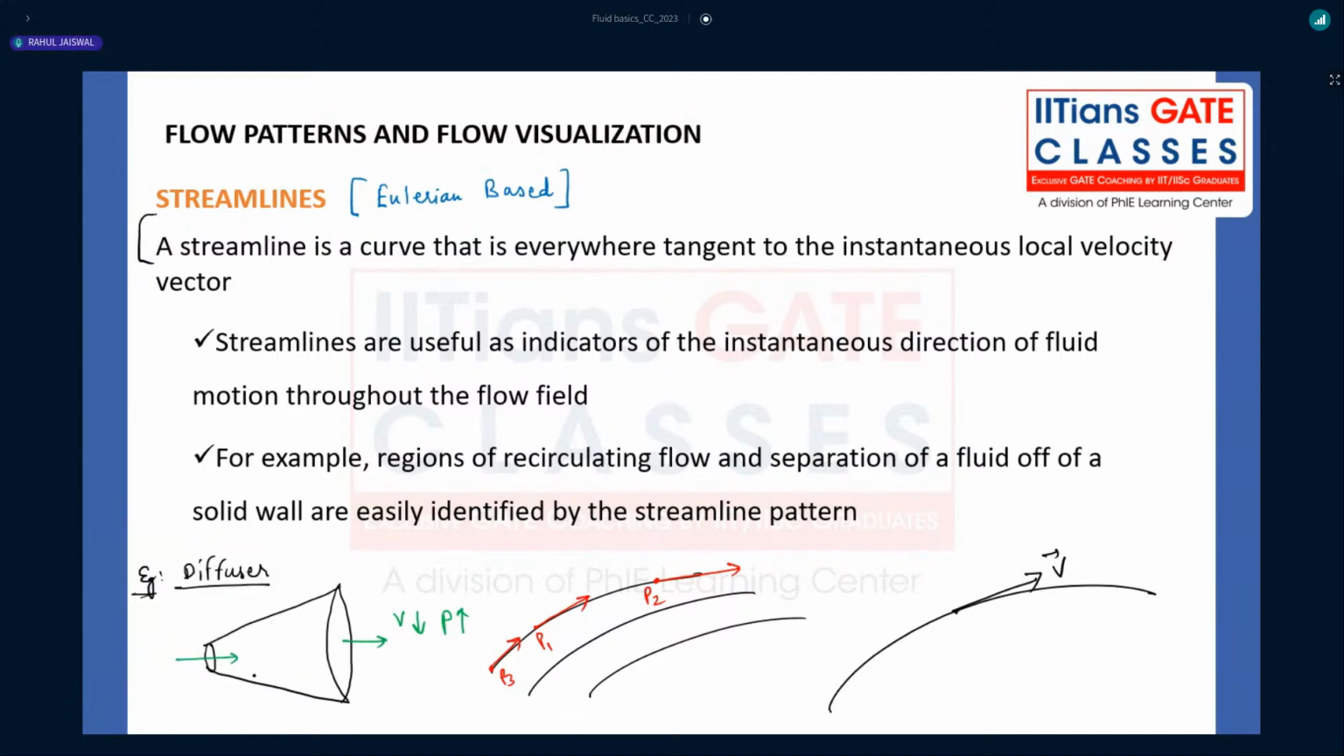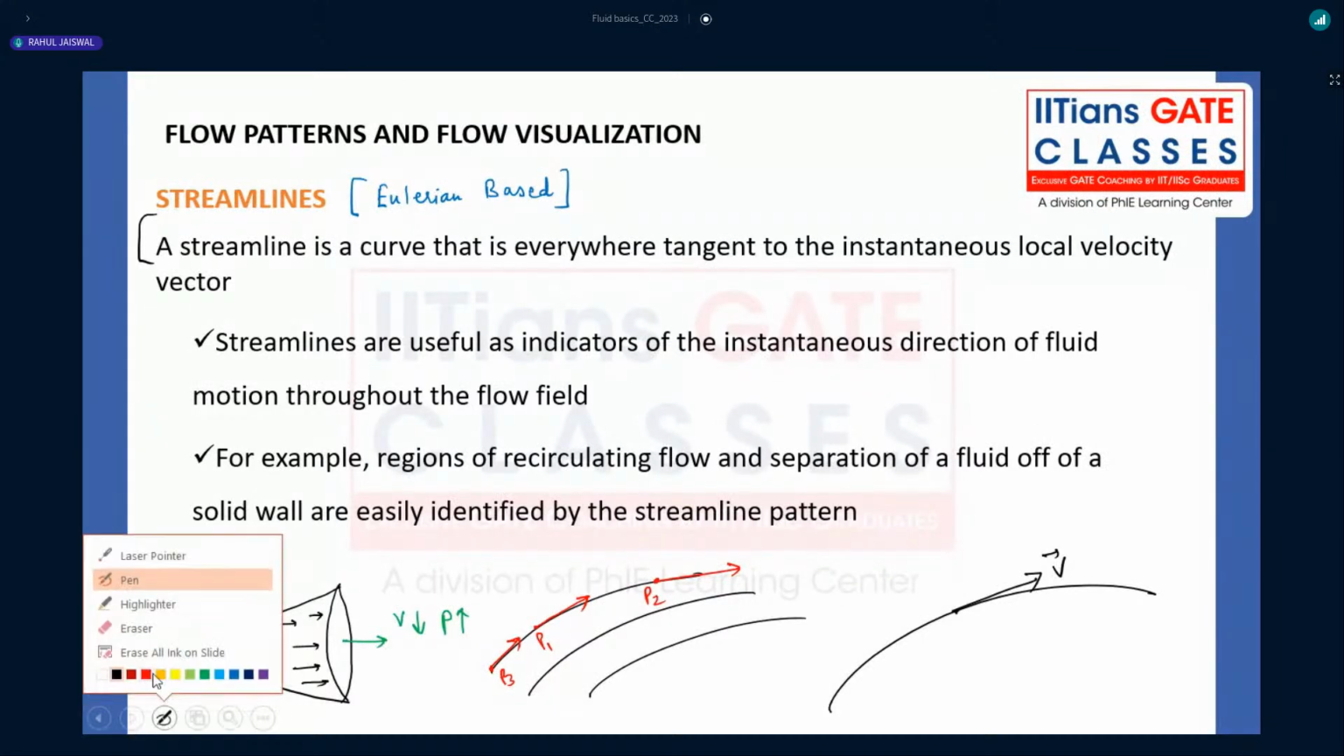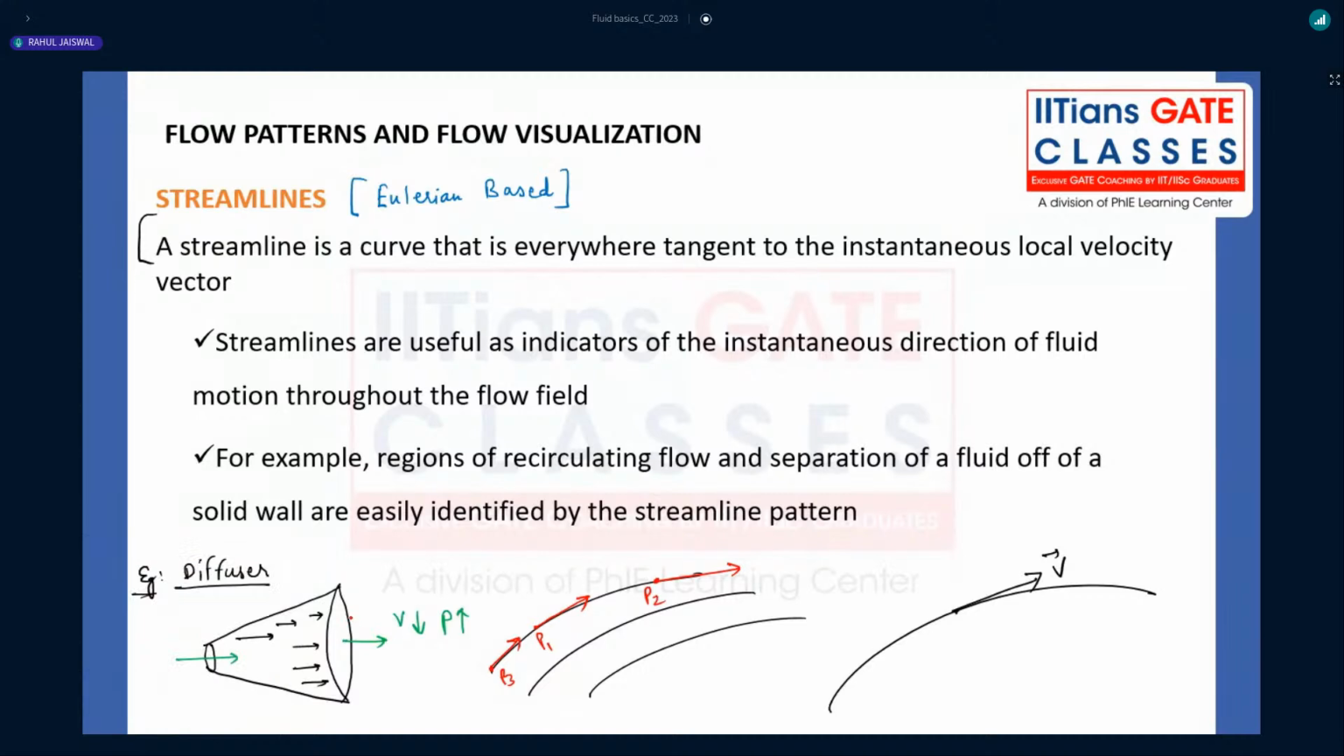So in this one, what you are understanding is that through this diffuser section, the velocity will be decreasing and the pressure will be increasing. But the flow is happening through this diffuser in such a way that after some point of time you will soon know that the flow field has been recirculated. The flow might be separated off from the wall.